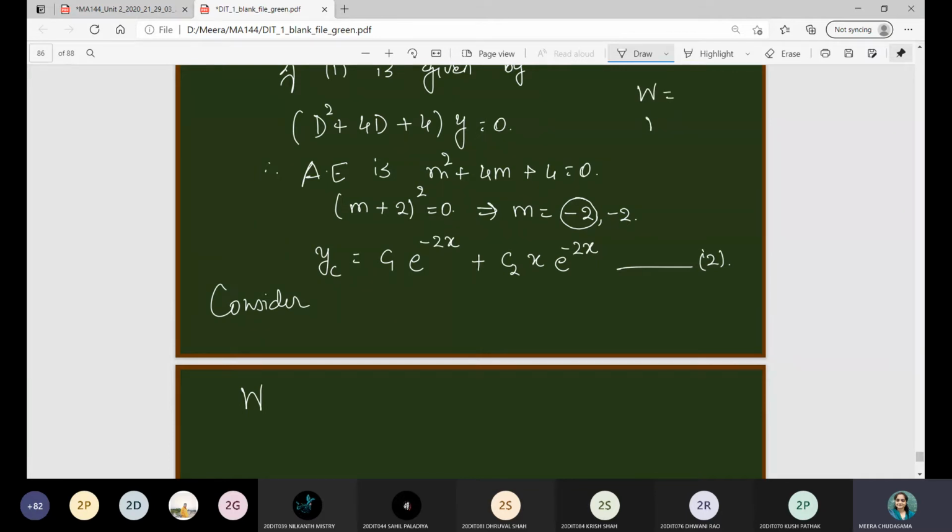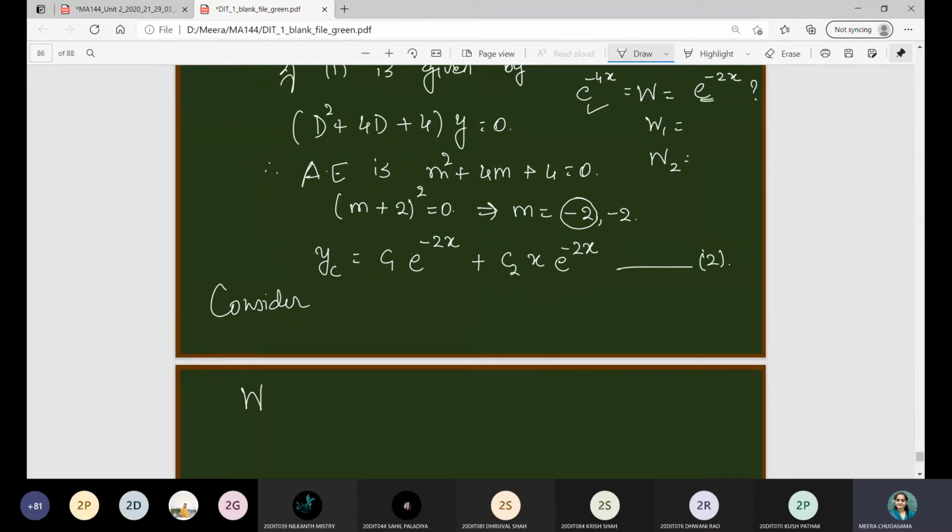What is W? e to the power minus 2x. Yes, e to the power minus 2x. What about every one of you are getting this as W? e to the power minus 4x. e to the power minus 4x. Any other answer? e to the power minus 4x is the correct one.